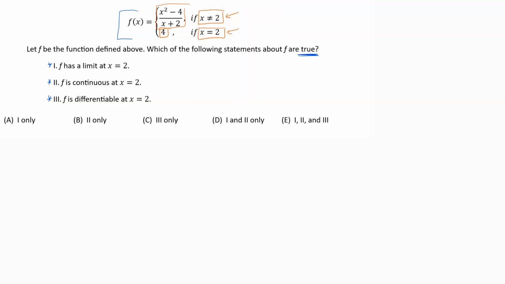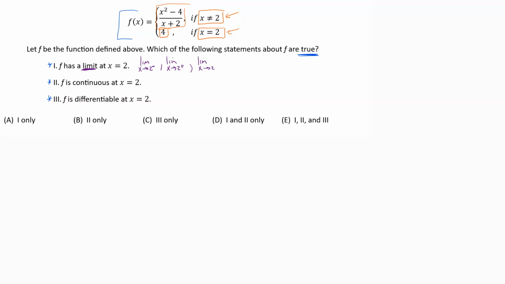Now, if we look at the three things we're being asked to determine if they're true or not, the first one here is asking us to determine if f has a limit as x approaches 2. This could be a left-hand limit. They're not being clear, so this could be a left-hand limit. This could be a right-hand limit. This could be an overall limit. And so I would want to check if one of those is true or not.